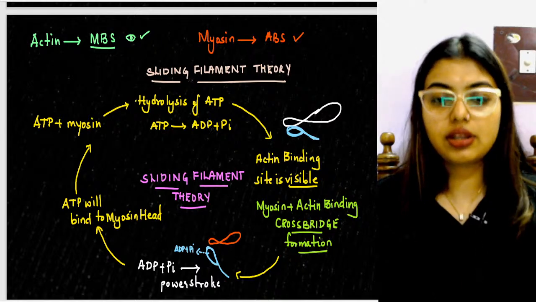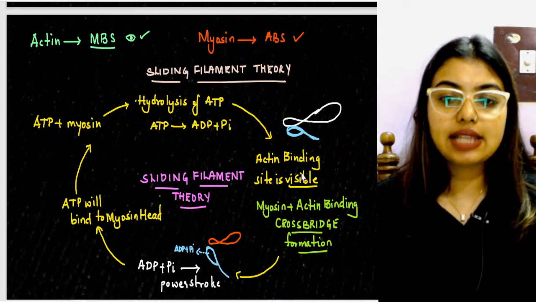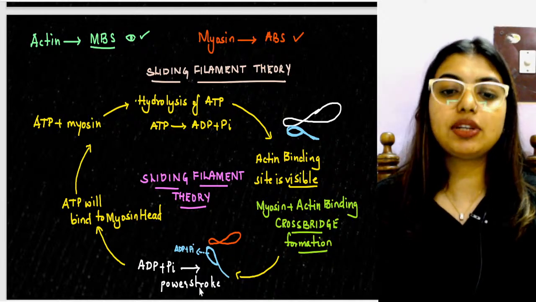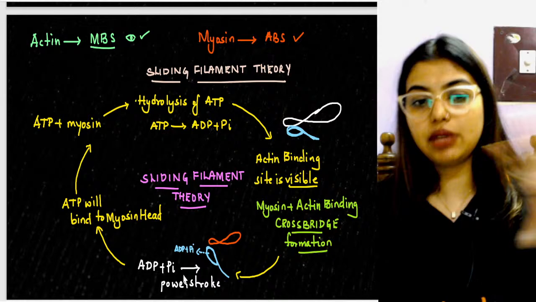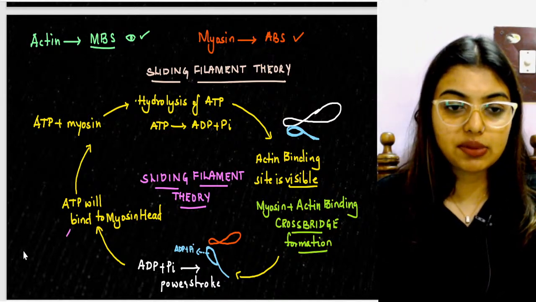Got it or not? Okay, easy. So first step is going to be hydrolyzing of the ATP, second step is going to be formation of cross bridge, third step is going to be power stroke, where the ADP and Pi will leave. That will lead to this step, students, breaking of your cross bridge.